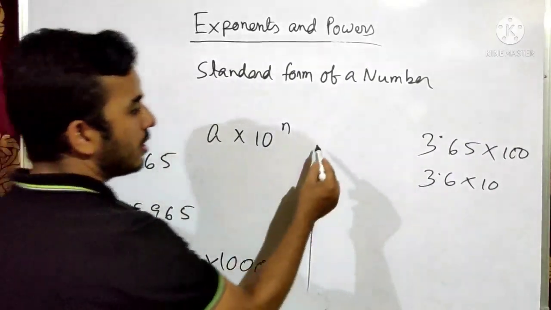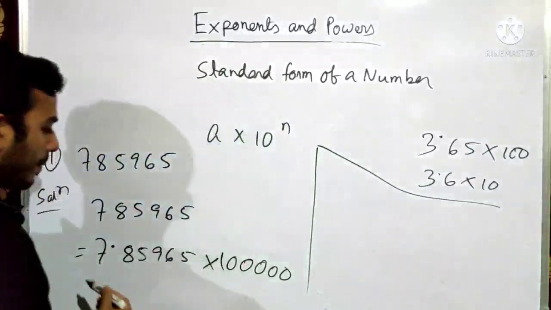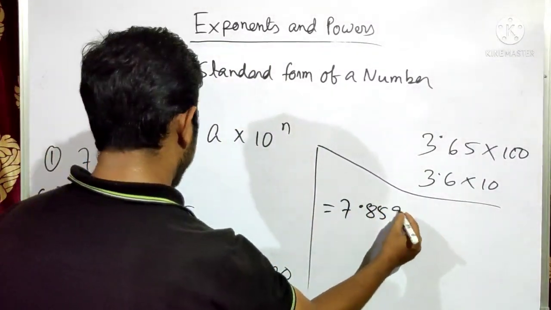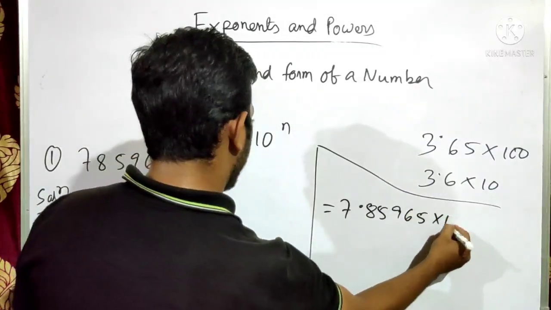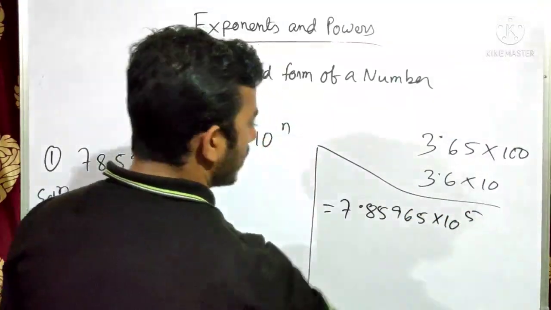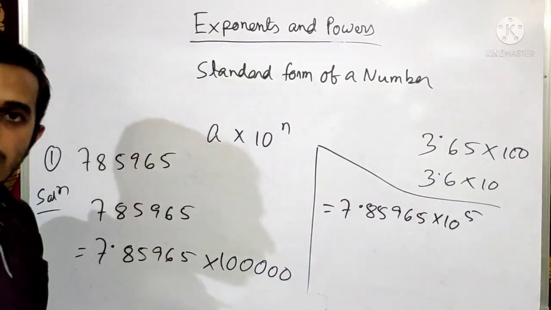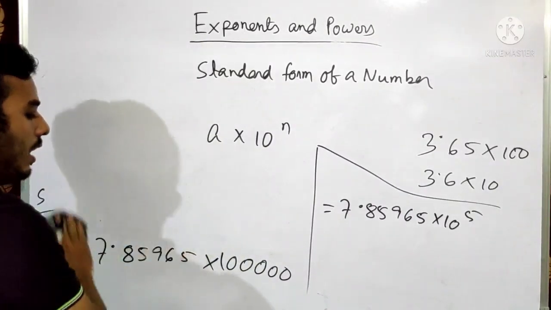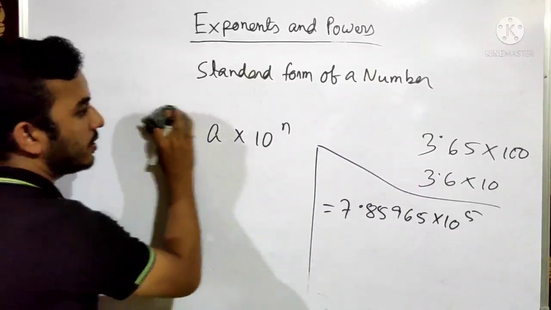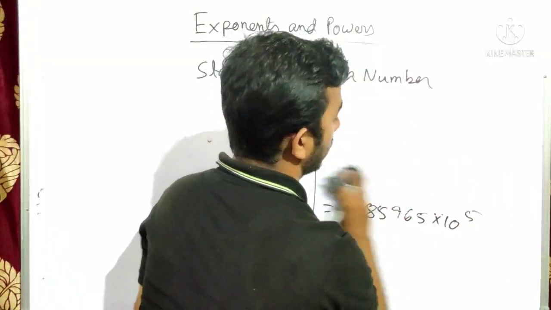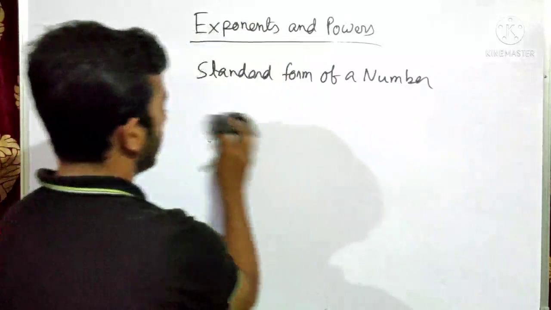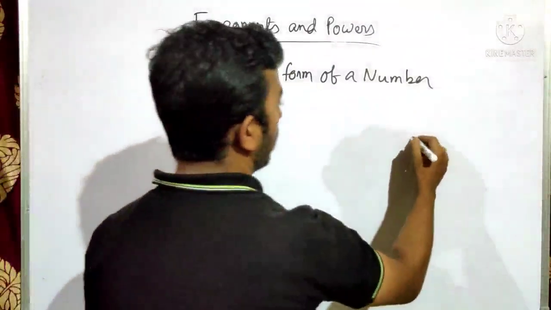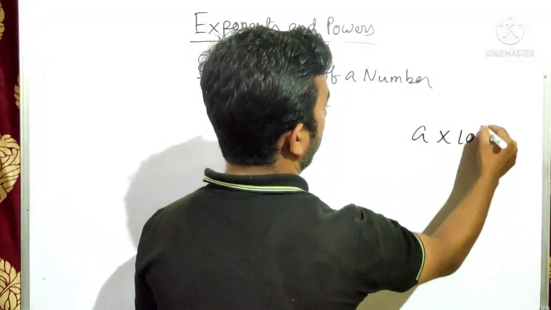So, next it is 7.85965 into 10 to the power 5. This is the standard form of the number. Clear? Let us solve one more. You just have to express the number in the standard form, that is in the a into 10 to the power n form.